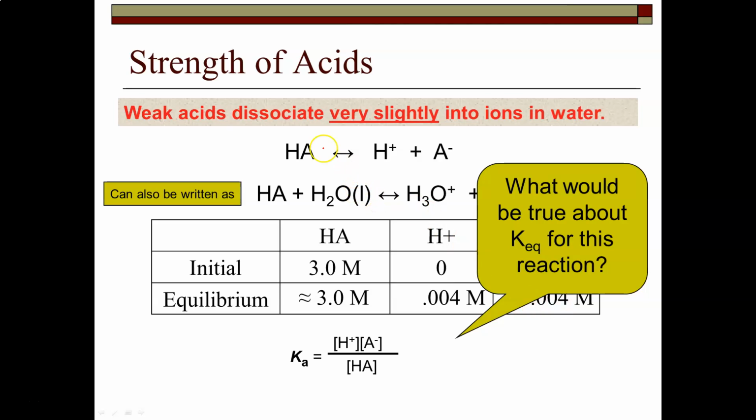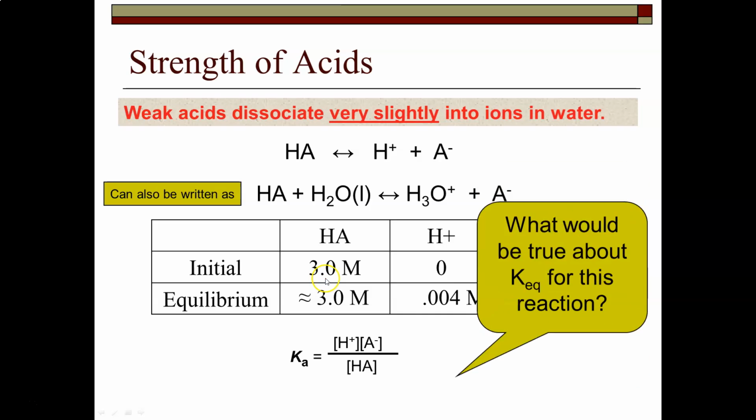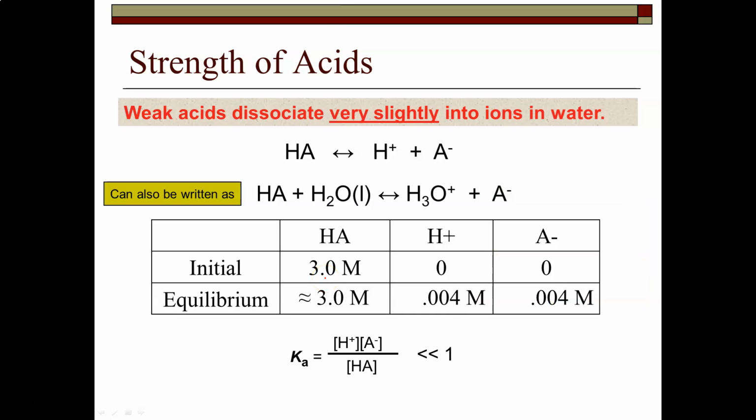I don't know what it is. This is just a generic weak acid, I'm just using random numbers here. But you find the Ka expression the same way. And if you look at the Keq or Ka for this, notice that we had 3 molar to start with for HA, and we have a little less than 3 molar to end with. So we're very, very reactant favored here. So for weak acids, you should note that the Ka is going to be way less than 1.